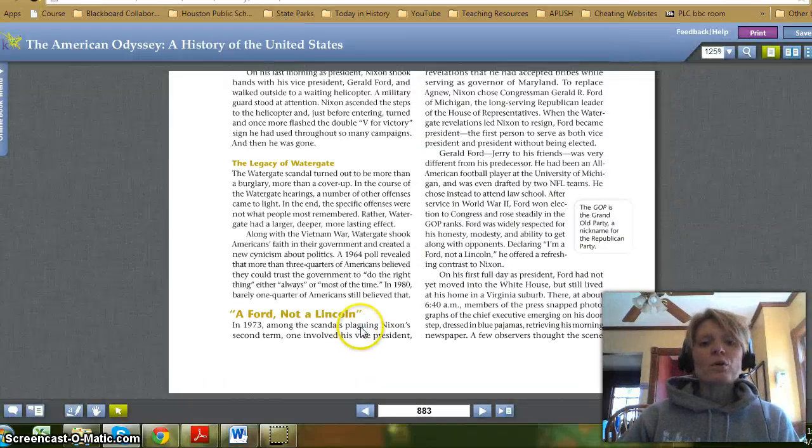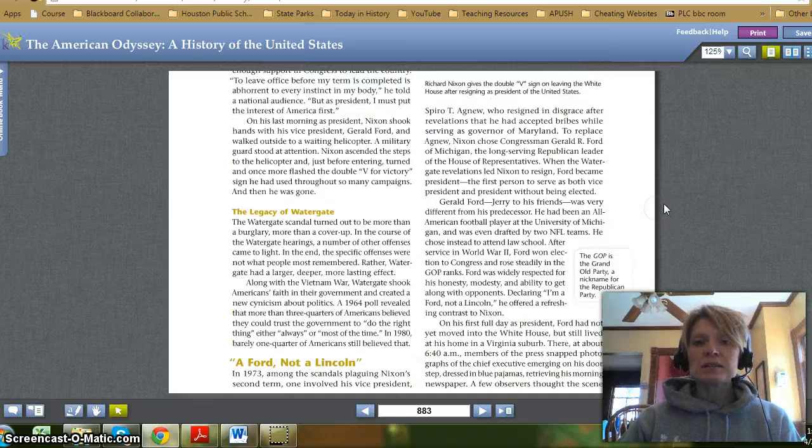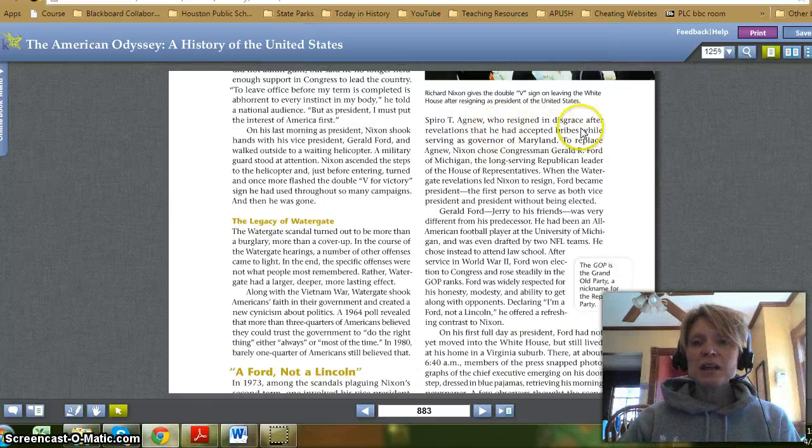Okay, so here we are, a Ford, not a Lincoln. In 1973, among the scandals plaguing Nixon's second term, one involved his vice president, Spiro T. Agnew, who resigned in disgrace after revelations that he accepted bribes while serving as a governor of Maryland.